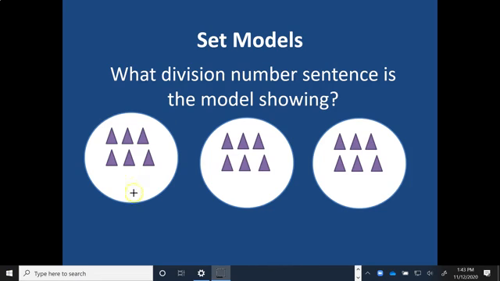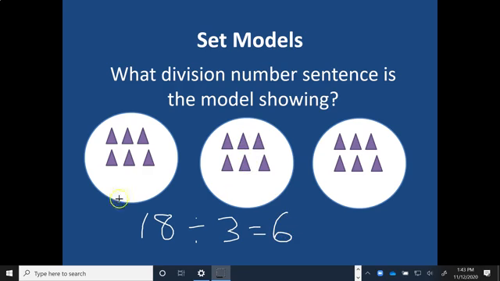And here they give us a picture, and they're asking us, what division number sentence is this model showing? Well, I've got 3 groups, and I can see how many are in each group. And so if I count 1, 2, 3, 4, 5, 6, 7, 8, 9, 10, 11, 12, 13, 14, 15, 16, 17, 18, I've got 18 divided by 1, 2, 3 groups. How many are in each group? Just to double check, 1, 2, 3, 4, 5, 6. Okay.